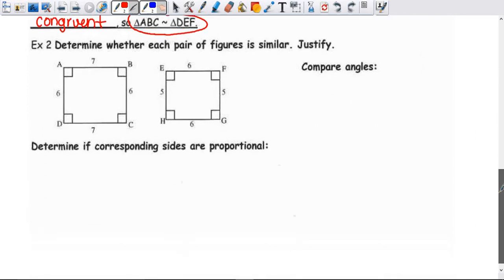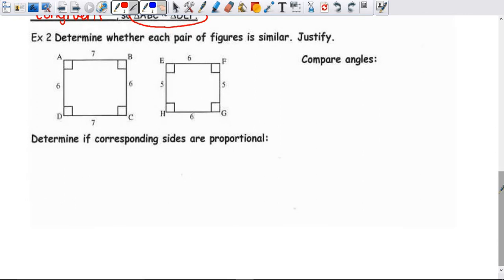Alright, example number 2. Determine whether these figures are similar. So compare angles. Well, every angle in both of these figures are right angles. So all are right angles. So we're good. 90 to 90, everything is all congruent.